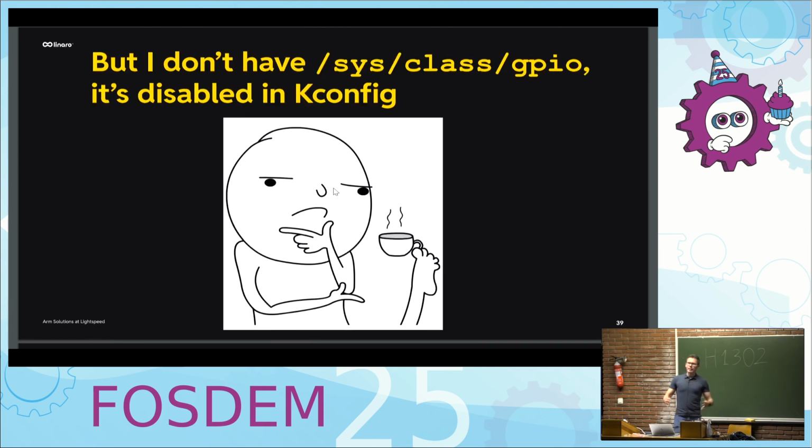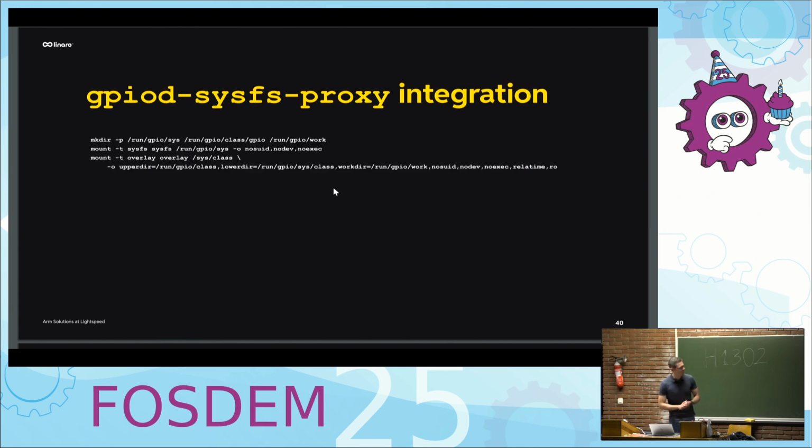But then you'll say, okay, but I disabled sys class GPIO in my kernel config. I don't have that directory, and I cannot mkdir GPIO in sys class. So what do I do? Well, you can use overlayfs. And I actually sent a patch to Greg KH adding a predefined mount point for sys class GPIO if this class is disabled, just like what we have for debugfs or configfs. He said that it's disgusting. He was very, very unhappy with it.